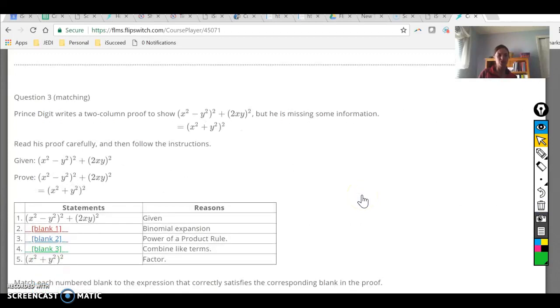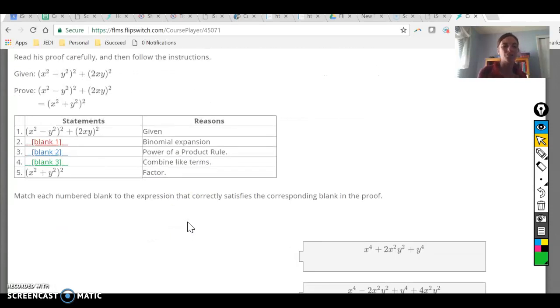Okay, question 3. Prince Digit writes a two-column proof to show that (x squared minus y squared) squared plus (2xy) squared equals (x squared plus y squared) squared. Funny, had you read ahead, you could have just gotten it from there. So here's his proof. And the cool thing is that we are given his reasons, so we can just follow through and work through that.